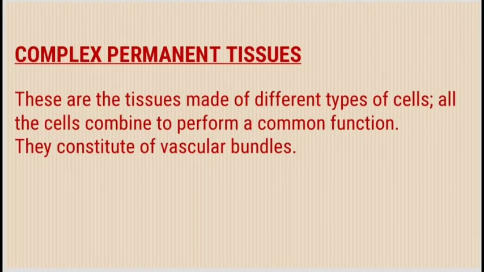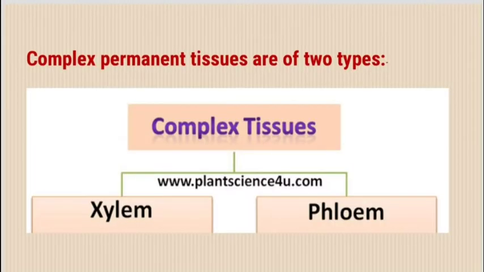Complex permanent tissues. These are the tissues made of different types of cells. All the cells combine to form a common function. They constitute vascular bundles. Complex permanent tissues are of two types. They are xylem and phloem.